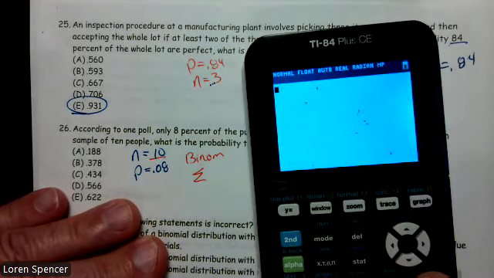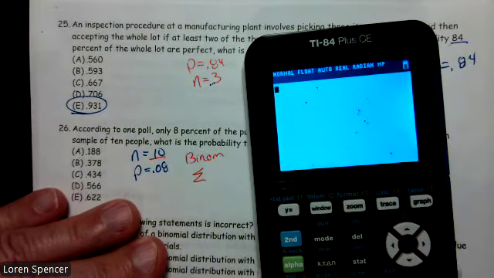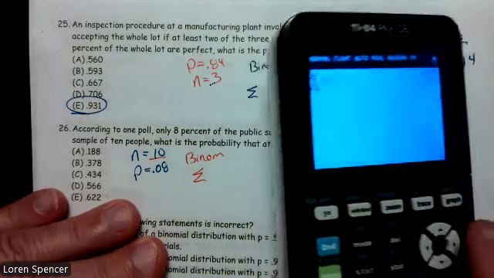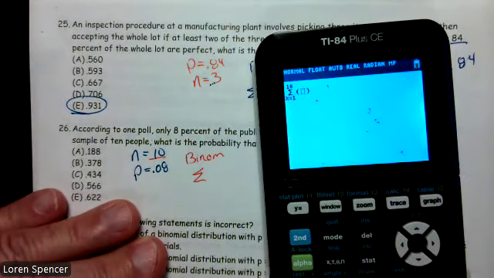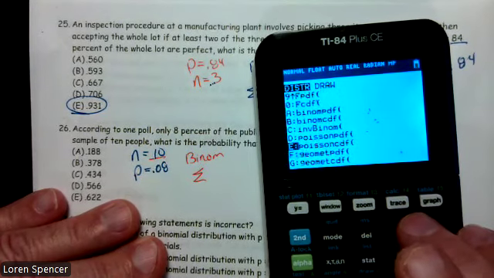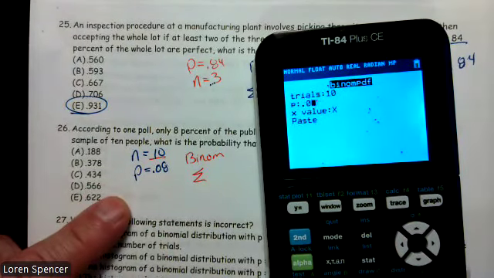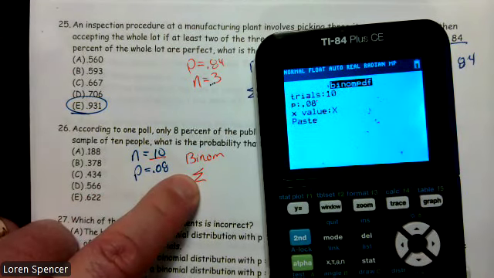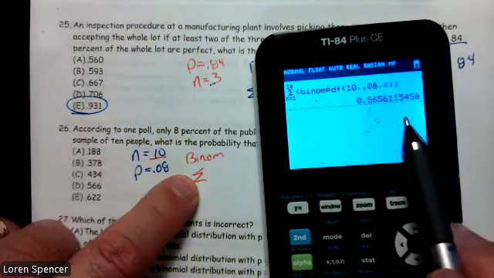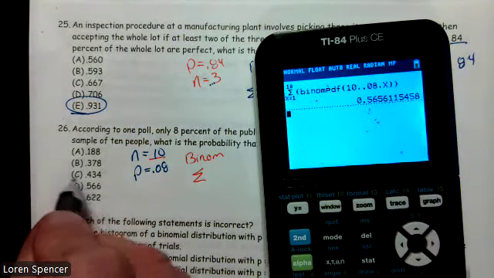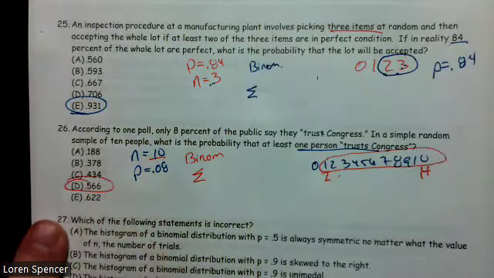So with that, math, summation, X, low value is 1, high value is 10. And second vars, binomial PDF. Trials is 10. That's our sample size. Our probability is 0.08. Because it's a summation, we need to have an X for the X value. And when we do that, we get 0.566. So 26 is D.